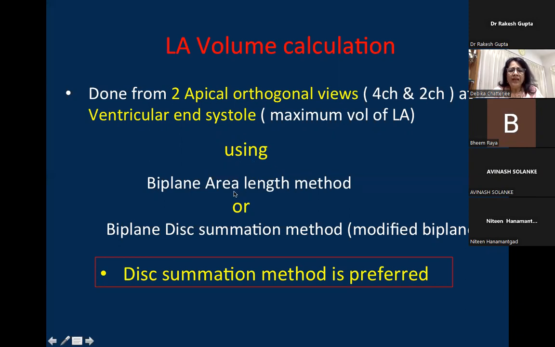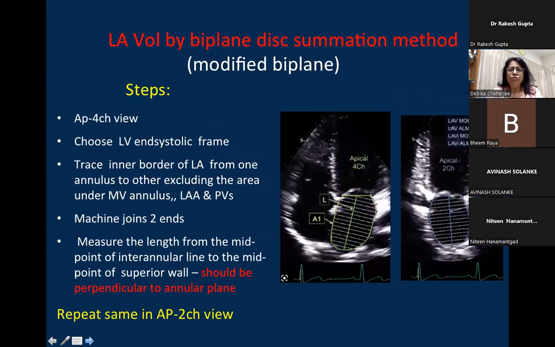We use either the area length method or the disc summation method, which we call modified biplane. The disc summation is the one which divides the LA into multiple discs and then calculates the volume. Out of these two, the disc summation method is the one which is preferred. Now let us see how we measure it. First we go to the apical 4-chamber view, and then we freeze the image and choose the LV end systolic frame. LV end systole means LA is at its maximum volume.